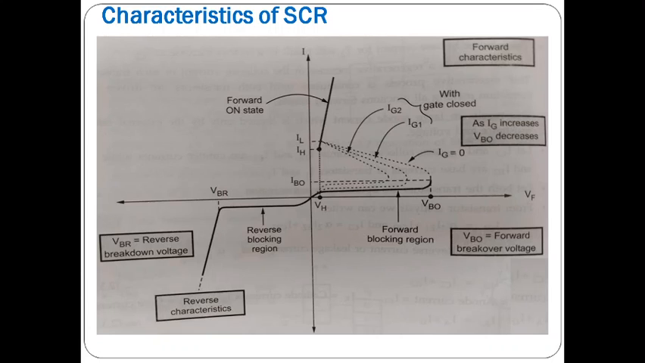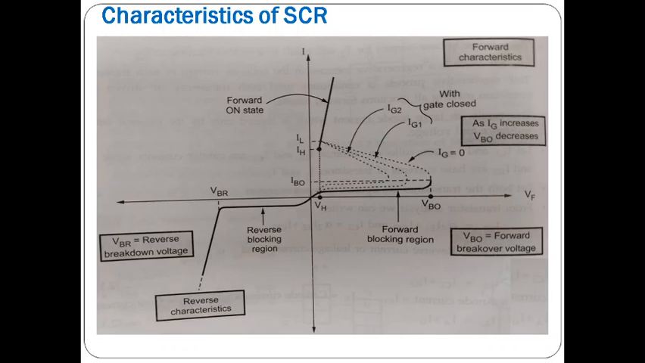We will discuss the SCR characteristics. Here you can observe the SCR characteristics. These are divided into two parts: one is forward bias, the second is reverse bias. In the forward bias characteristics, the SCR is in the forward blocking state. Junctions J1 and J3 are forward biased and the gate is open, IG equals 0.